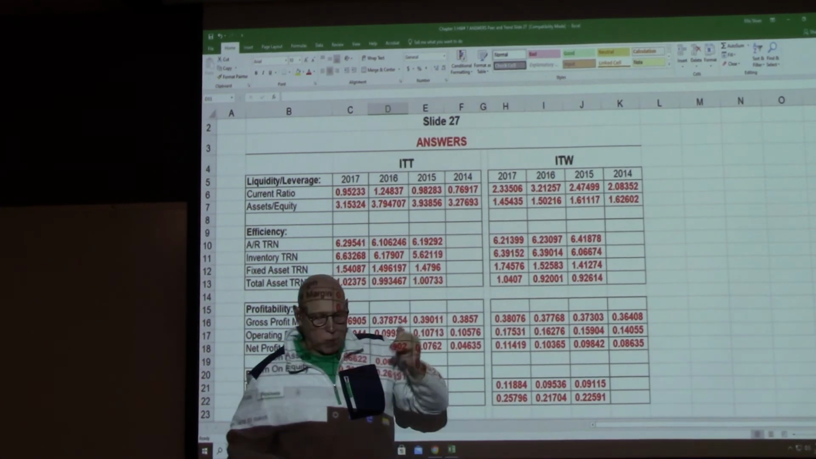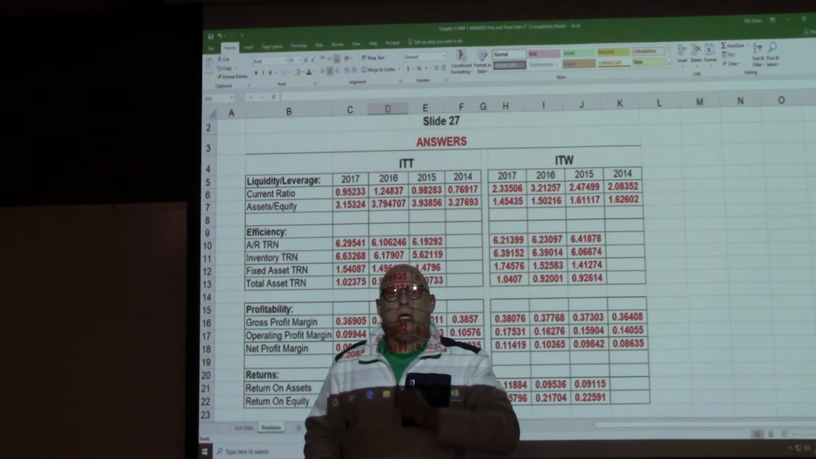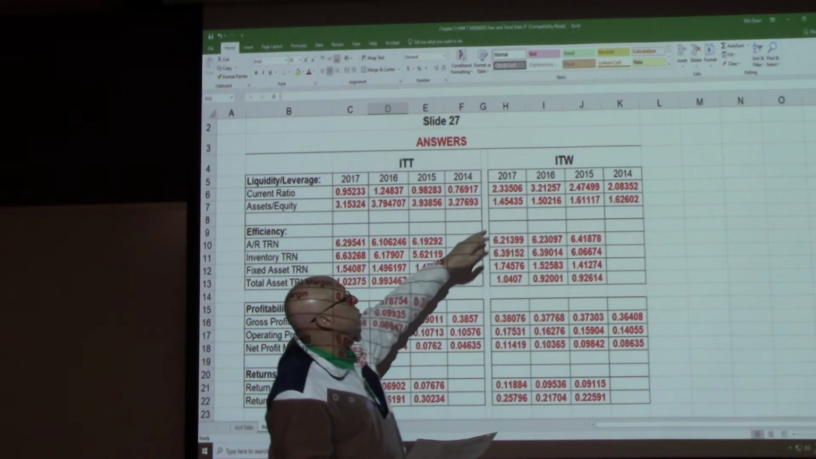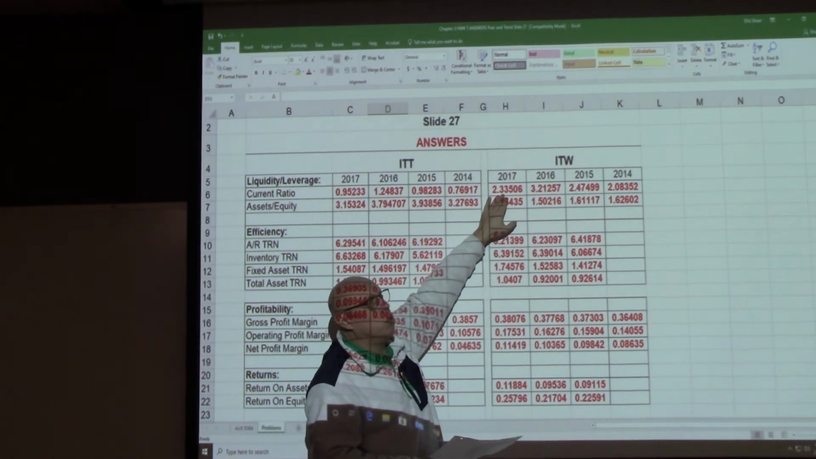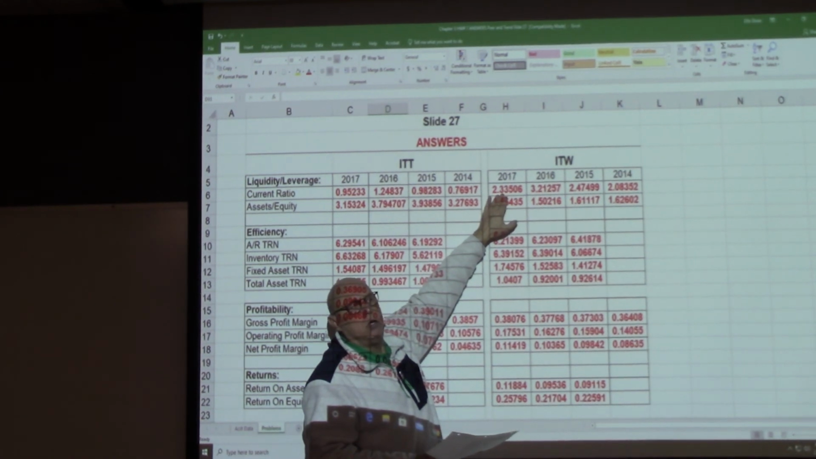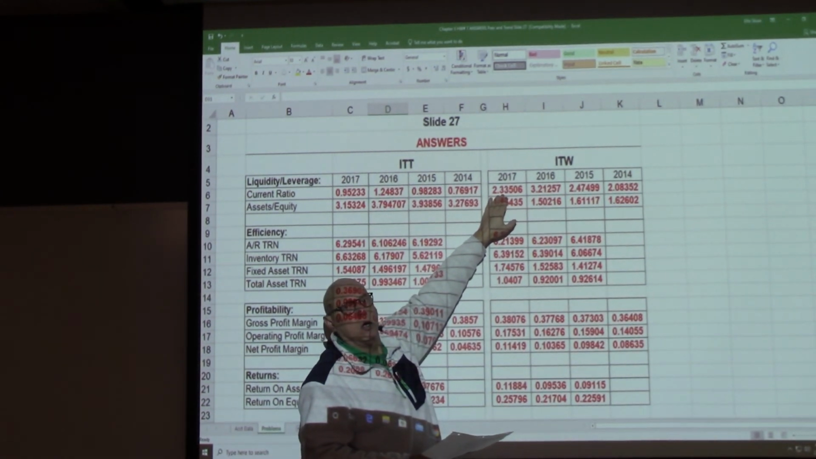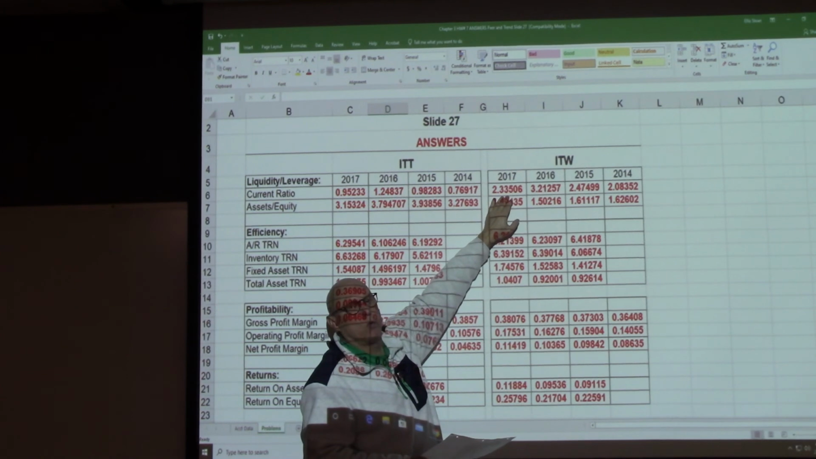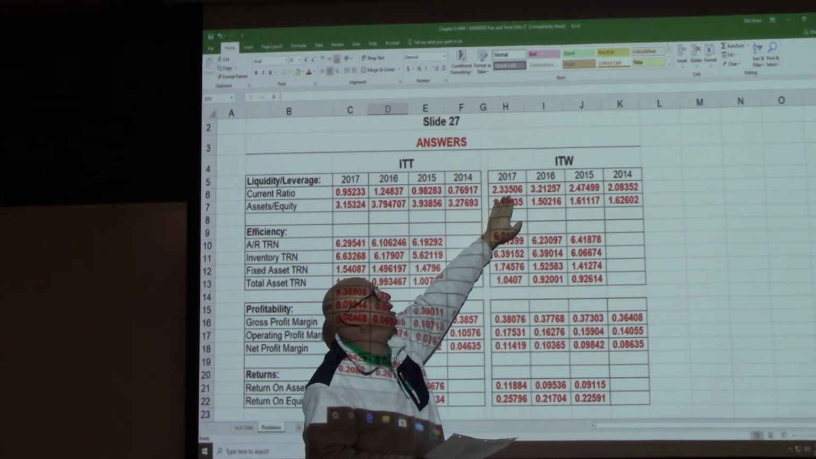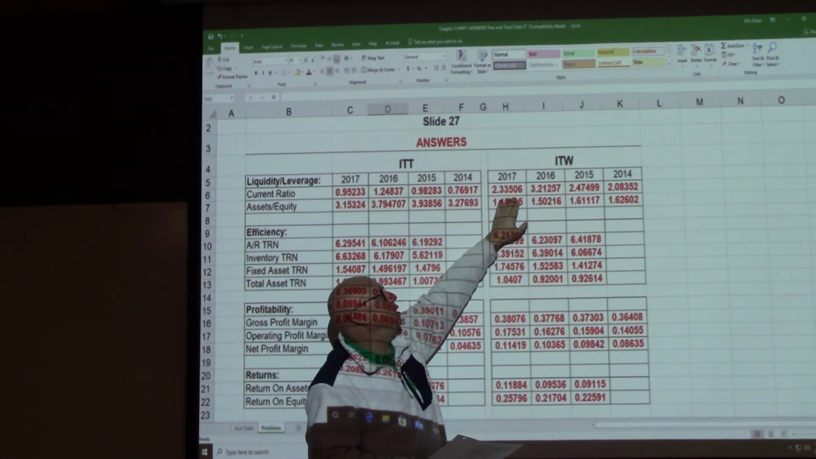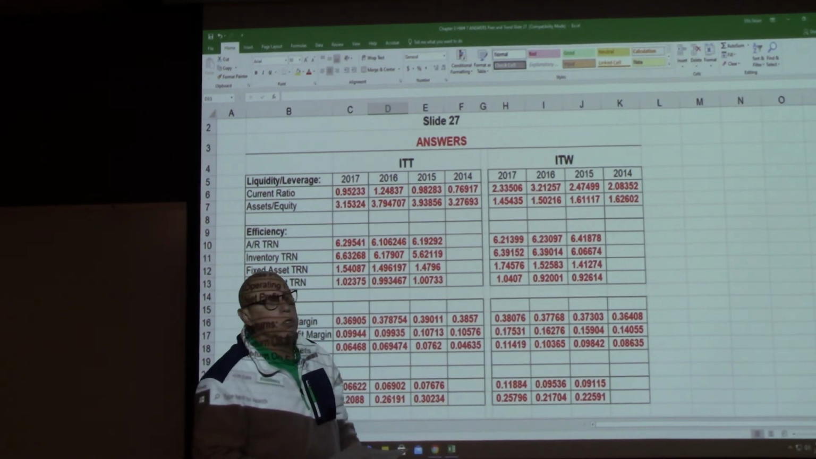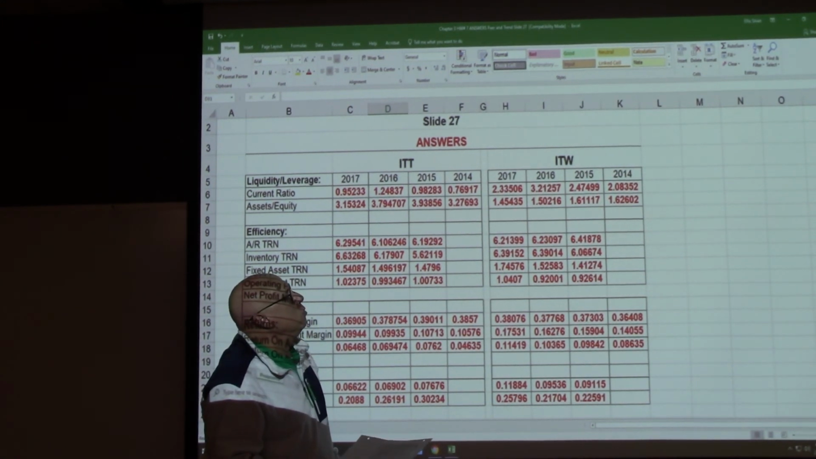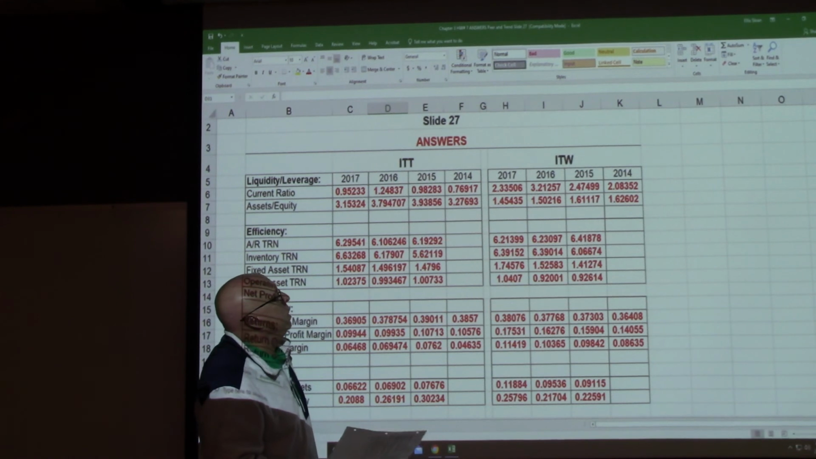And again, keep in mind moderation in everything. You don't want this to be too liquid, because remember that you earn your lowest returns on liquid assets. So you want to have the right amount of liquidity, adequate liquidity, but not too much liquidity, because you want to earn returns, and you don't earn a high return on liquid assets.